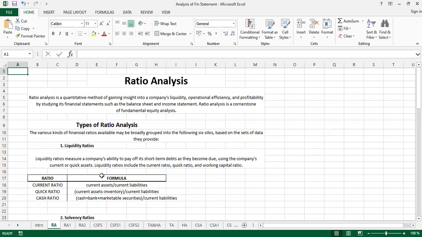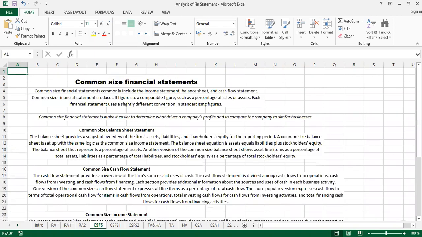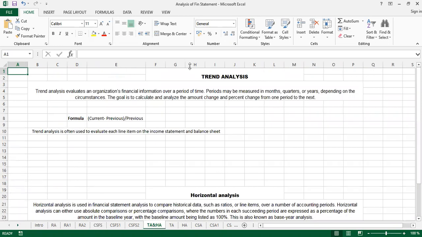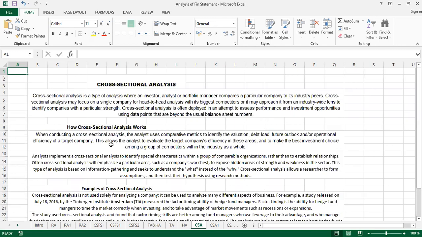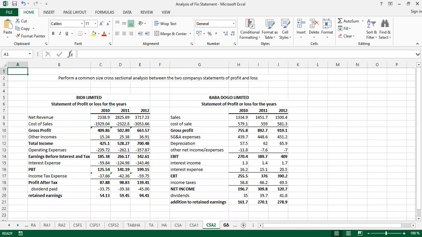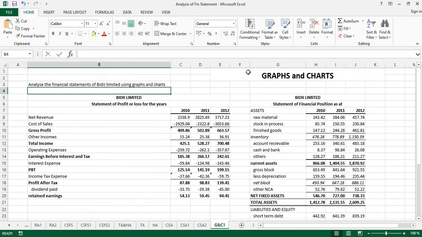Also, if you check here, there's the common size financial statements. Also, we have the notes on the balance sheet, the cash flow statement, and the income statement, isn't it? Also, when you come to trend analysis and horizontal analysis, I'll show you they are almost similar, but there's just a small difference. And the cross-sectional analysis also, we'll talk about it. We have some notes there. And then we'll finish with the graphs. The graphs are just self-explanatory, so we don't have notes there.